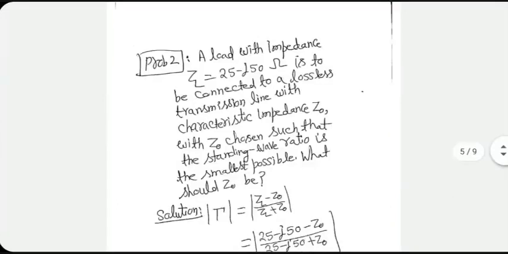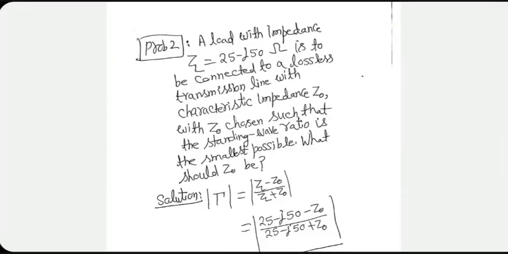Okay, second problem. Here also VSWR is involved. Although locations are not being asked for, VSWR is involved. A load with impedance ZL equal to 25 minus j50 ohm is to be connected to a lossless transmission line with characteristic impedance Z0, with Z0 chosen such that the SWR is the smallest possible value.